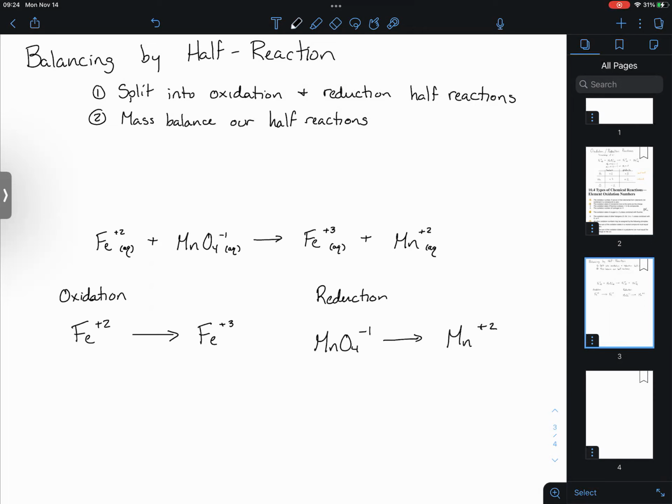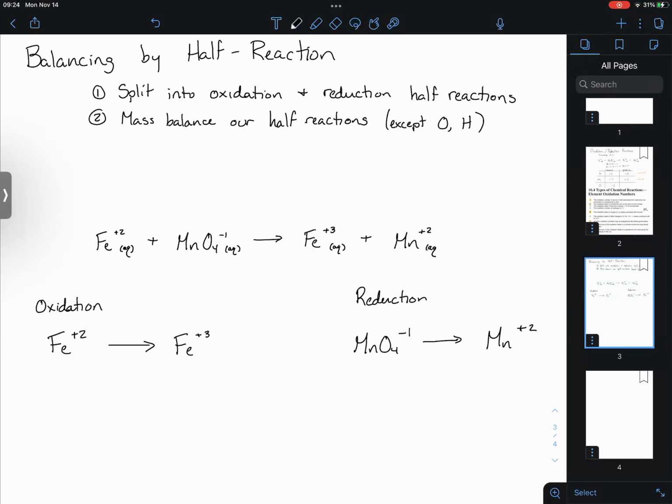Okay. In this case, I'm going to balance everything other than the oxygens. If there was hydrogen there, I would also not pay attention to it. So I'm going to make sure I have the same number of irons on both sides and the same number of manganeses on both sides. In this case, that step's already been done because of the way that this chemical equation worked out. All right, and now we're going to get to the other bit here.